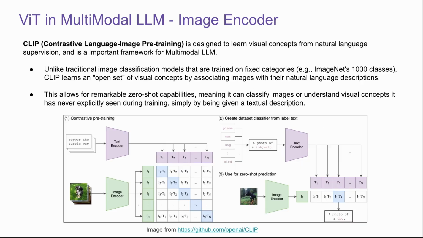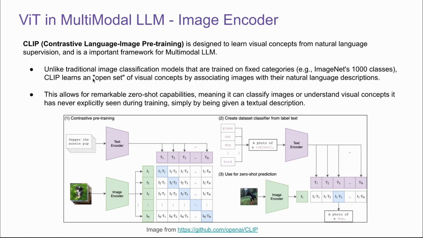And the next key component that's using ViT is the image encoder. In order to go through this part, I have to introduce another important concept, CLIP, contrastive language-image pre-training. It is designed to learn visual concepts from natural language supervision and is an important framework for multimodal LLM. I probably will also do another deep dive in a separate episode, but I will try to provide enough information in this intro.